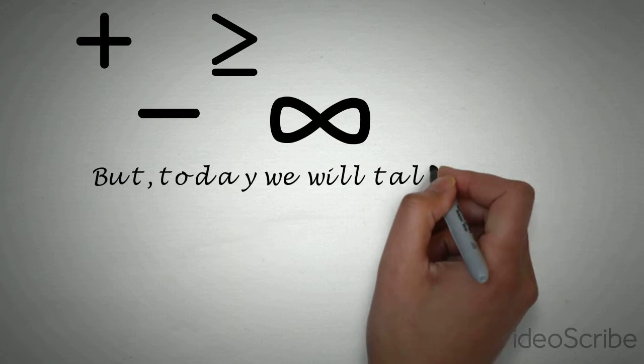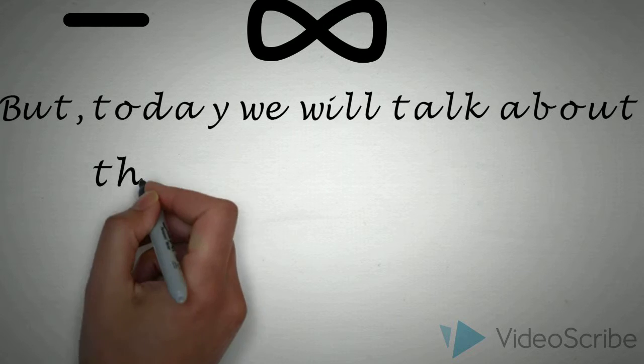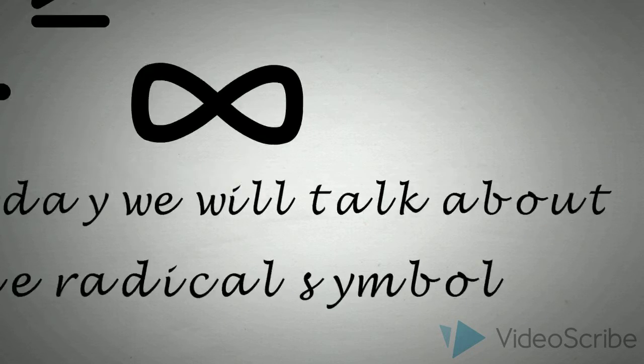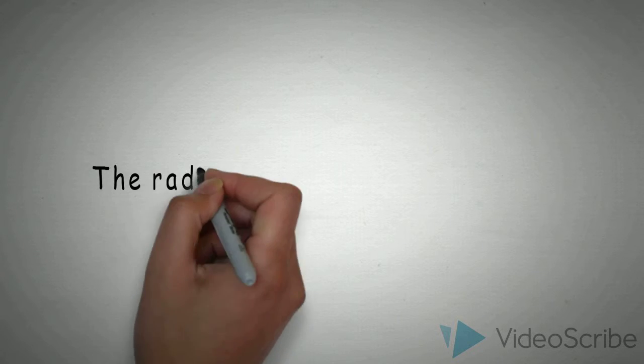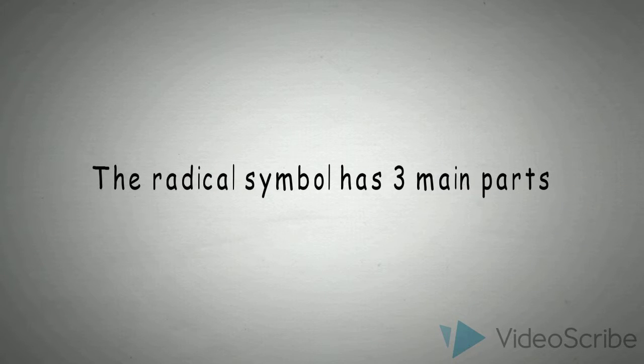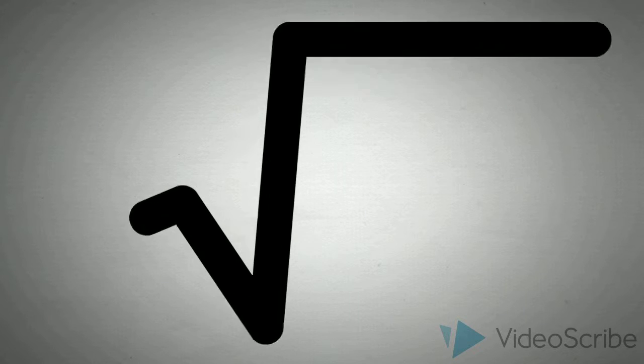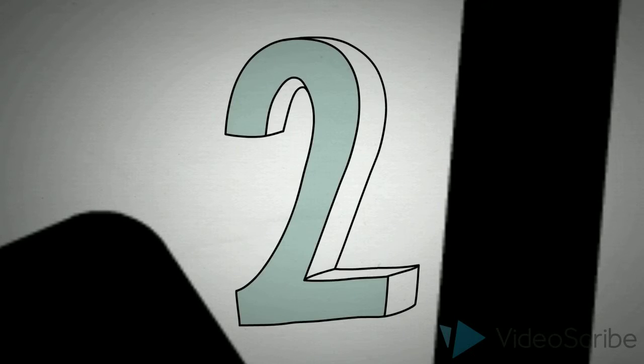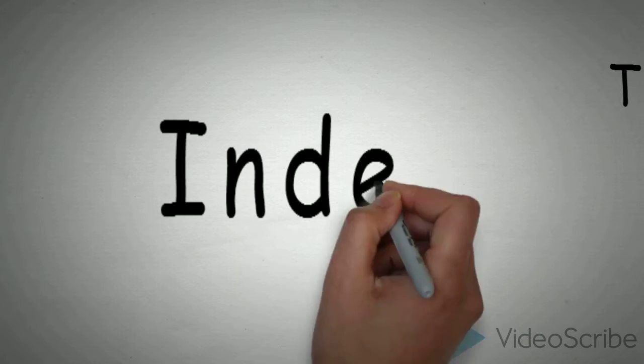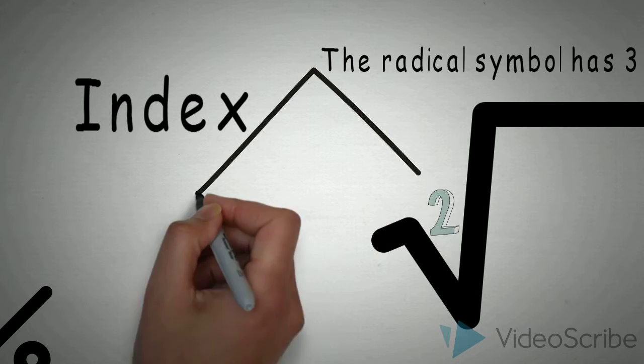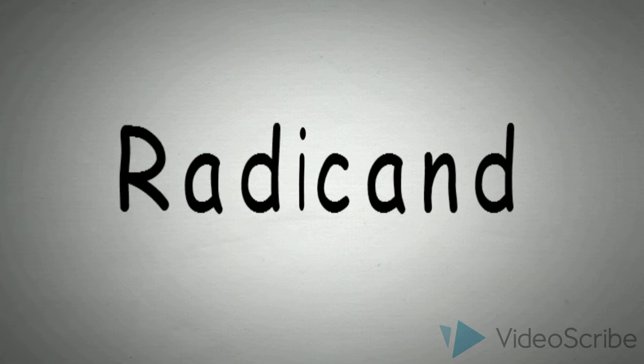in math. But today we're going to talk about the radical symbol, or this picture drawn will show you the square root symbol. There are three parts to the radical symbol. The first part is what we call the index, the little small number that's within the radical sign, as you see right here. The second one is the radicand.